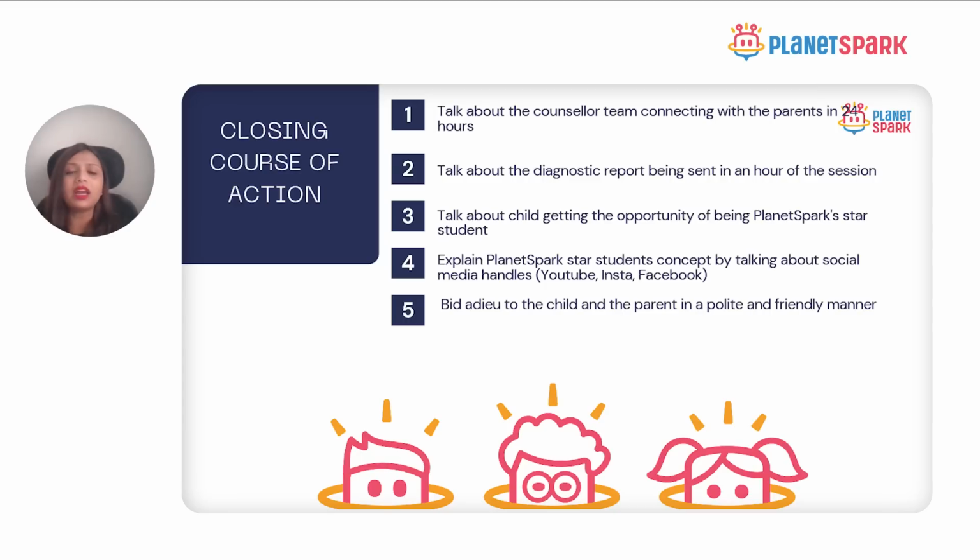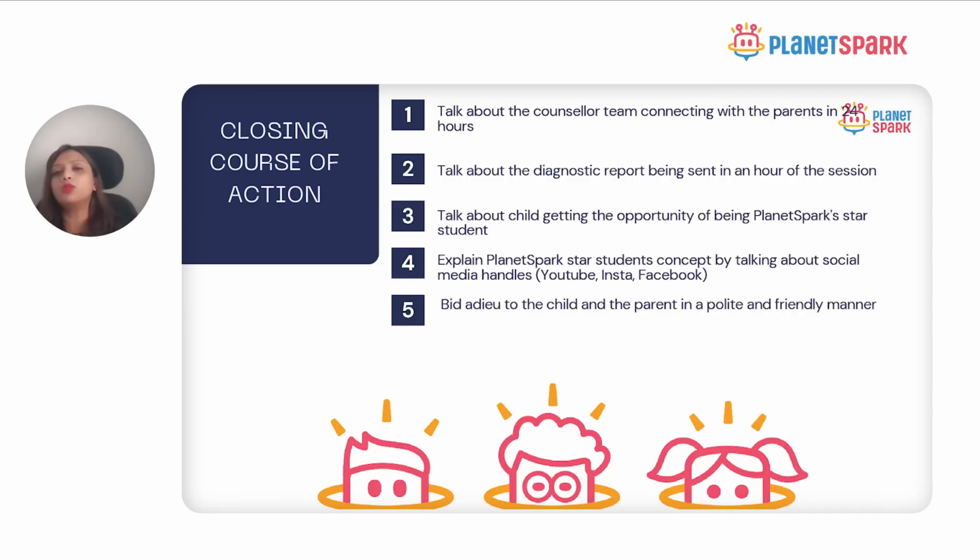As I said before, everyone loves to have a report to see how their child has done. And here you've spoken about it, and now you're telling the parent they will also receive it, which the parent would feel that there is something more to this course. They really are going over and above to help. Then you need to also talk about the child getting an opportunity to become a star kid with Planet Spark. You can also explain how we portray or showcase them on our Instagram handles, Facebook, and YouTube.